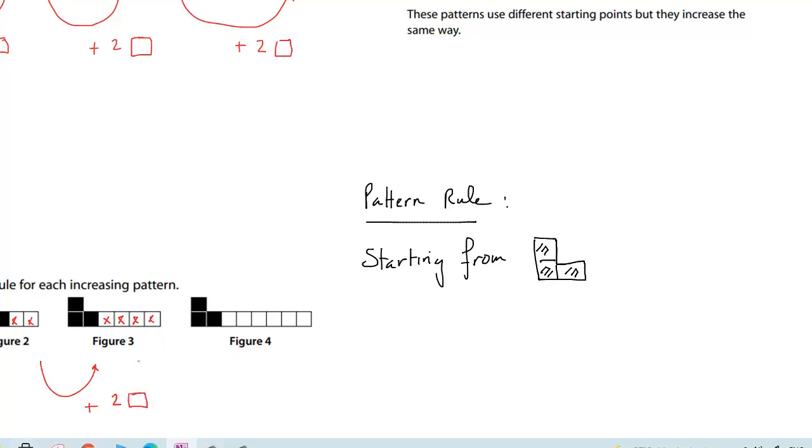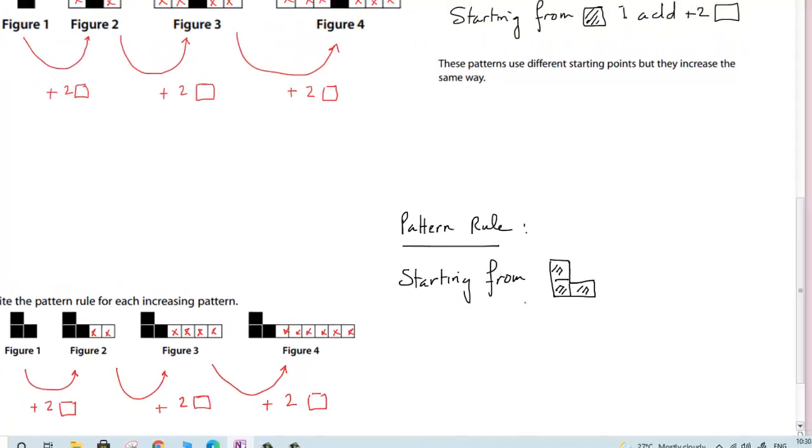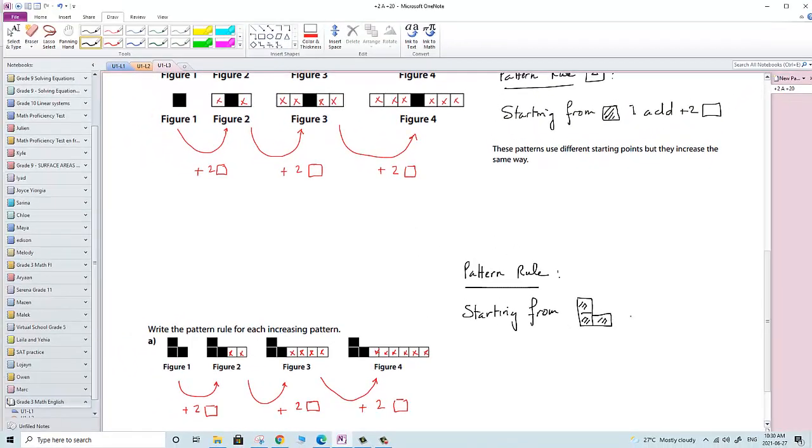Figure 4, is it related to figure 3? Yes, I see 3 black, 4 white, 1, 2, 3, 4. Exactly the same as figure 3, but figure 4 has 2 extra white. That means to go from 3 to 4, I am adding 2 white blocks. So to complete the pattern rule, I say, starting from the 3 black blocks, I add 2 white blocks.